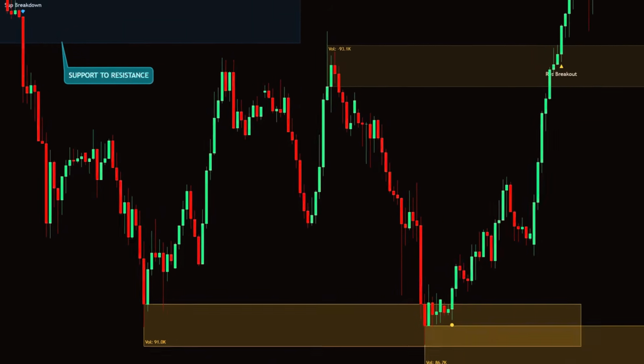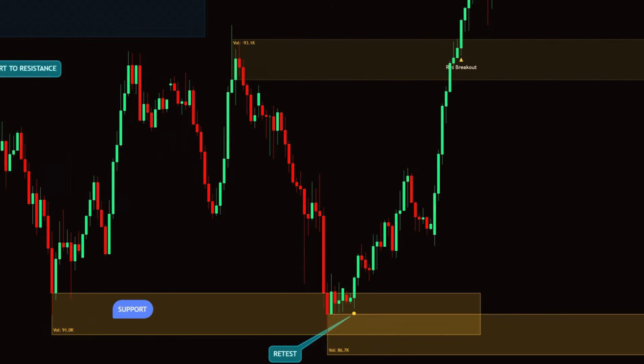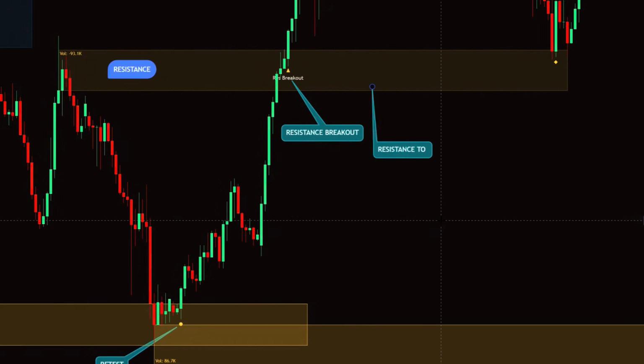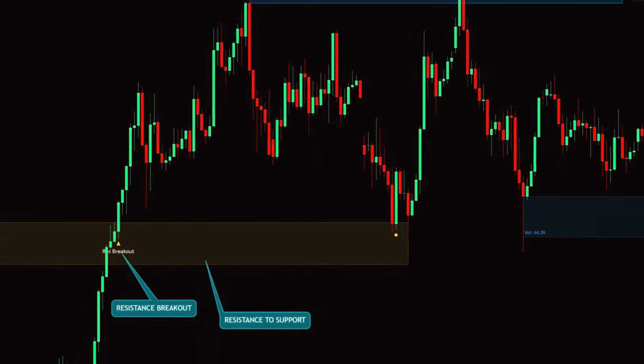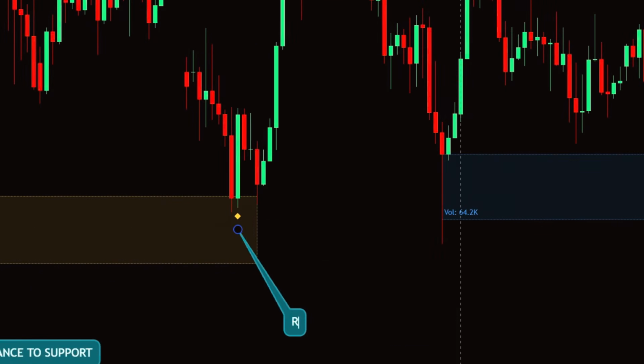Now let's move to the third type of signal. Here we have another support zone. Price reacts from it first, then moves higher and eventually breaks above this resistance zone. The indicator marks that bullish breakout. A few candles later, price comes back to retest that same broken resistance. That's where the indicator prints a diamond on the chart. These are called retests of broken zones.